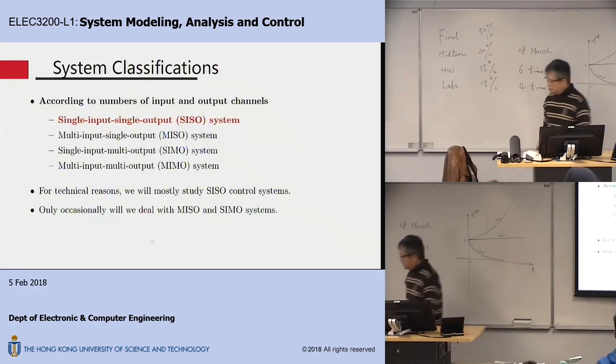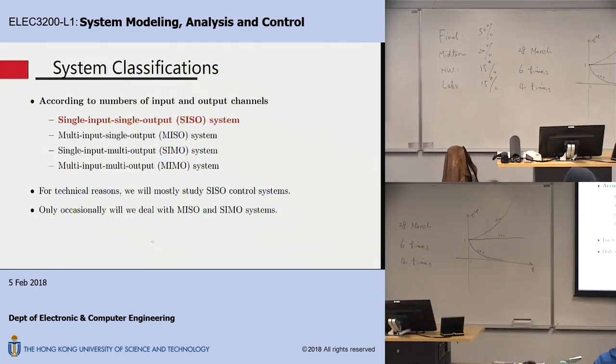We have to talk about... We have to count the number of inputs and outputs in the system. If indeed the number of inputs is 1 and the number of outputs is also 1, in that case we say the system is a single input, single output system, a SISO system. Actually, the main focus of this course is SISO systems.